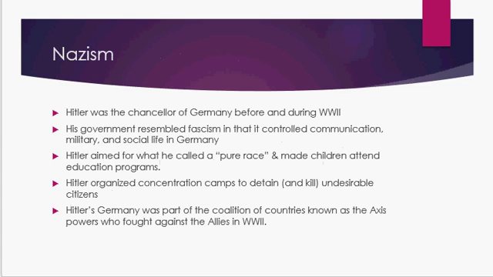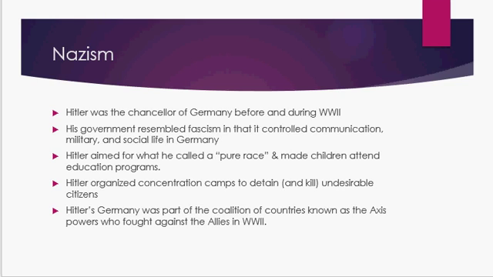So Nazism, Hitler was the Chancellor of Germany before and during World War II. His government resembled fascism in that it controlled communication, military, and social life. Hitler aimed at what he called a pure race, and a lot of that was removing any European Jews. And he made children attend education programs, which was the Nazi training camp. It was the Hitler Youth.